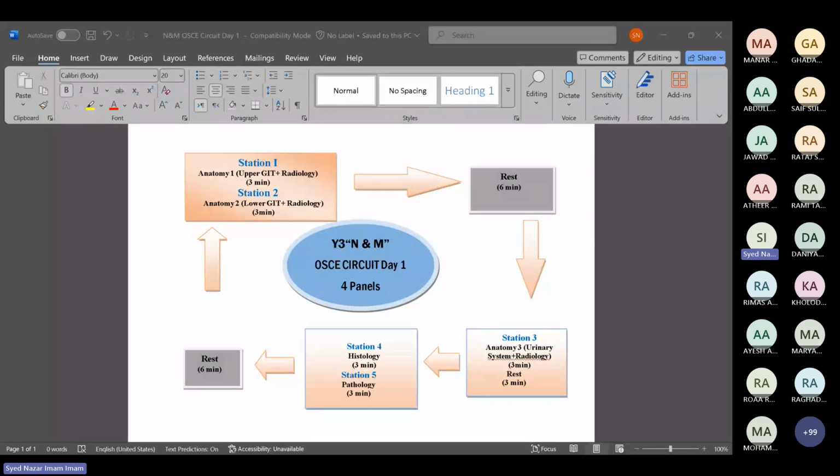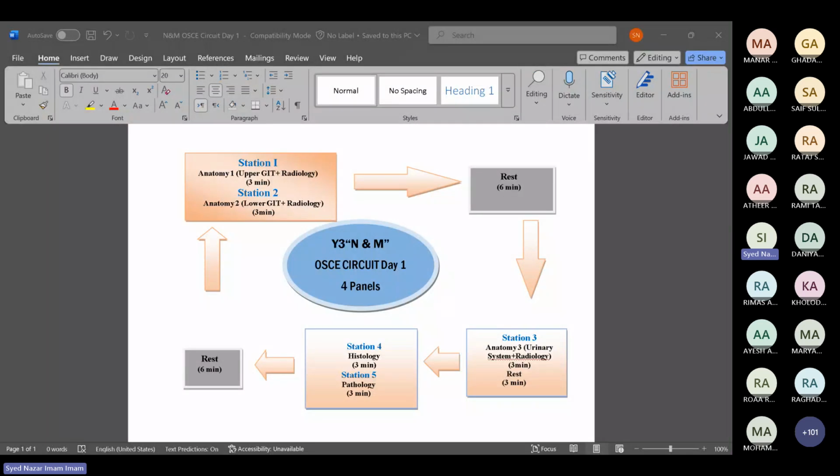In the same room, you will be staying there with the examiner, but you're not allowed to ask the examiner anything. Please make sure that you are in the rest for 3 minutes. Only 3 minutes will be given to you to finish the station. After you finish station 3, you will move to the next room, where you're going to have stations 4 and 5. Station 4 is histology and station 5 is pathology. Histology is 3 minutes and pathology is 3 minutes again.